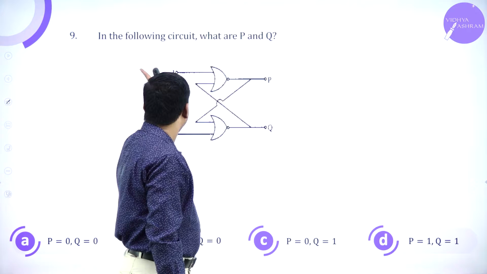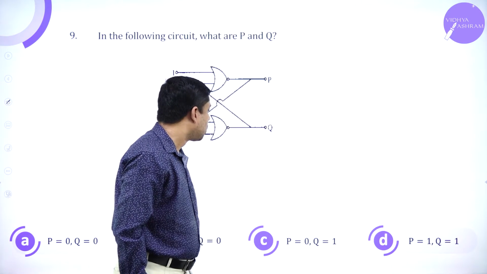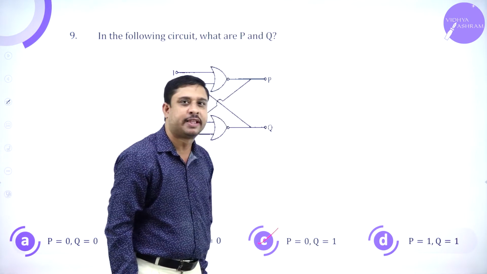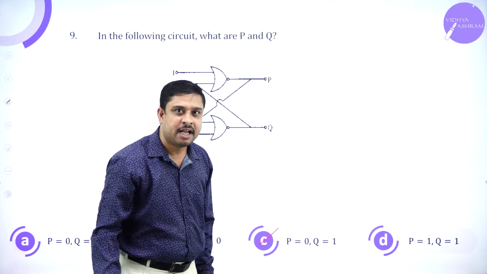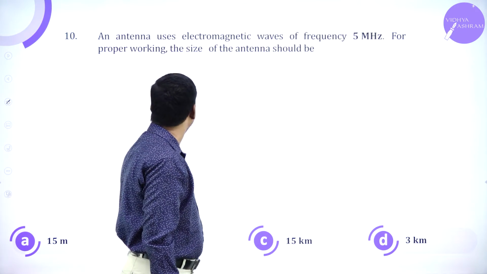Now, in the following circuit, P is 0, Q is 1. So this is a gate with a bubble, a NOT gate, the complement. So 0 and 1 will be the answer.